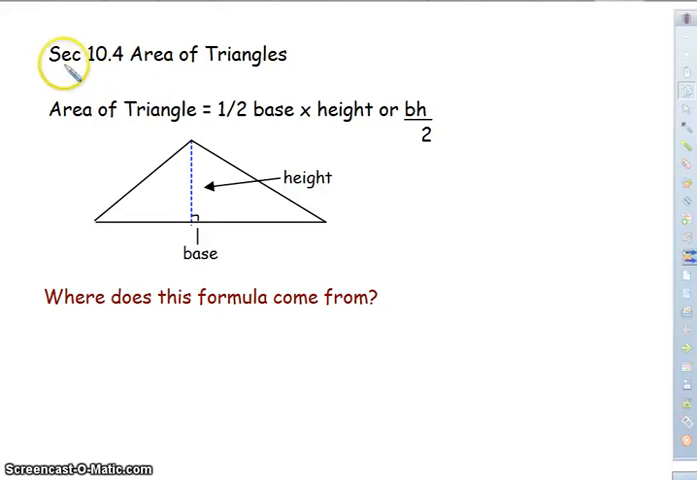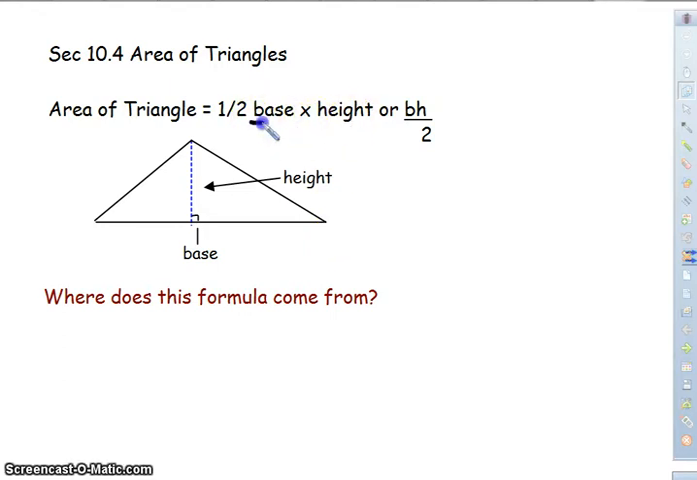We're going to start today with section 10.4, area of triangles. Now what we need to know first is where does this formula come from. The formula for the area of a triangle is 1/2 the base times height, or you could take the base times the height and divide it by 2. Basically you're taking half of whatever the answer is of the base times height.